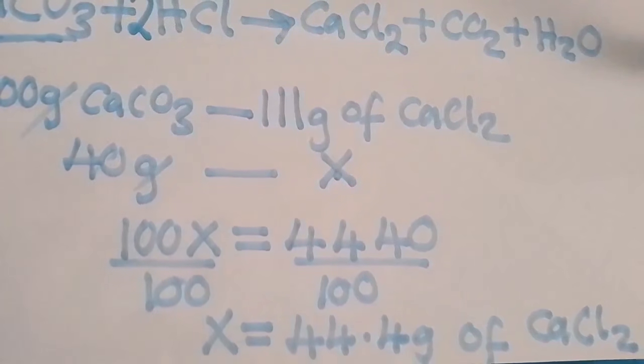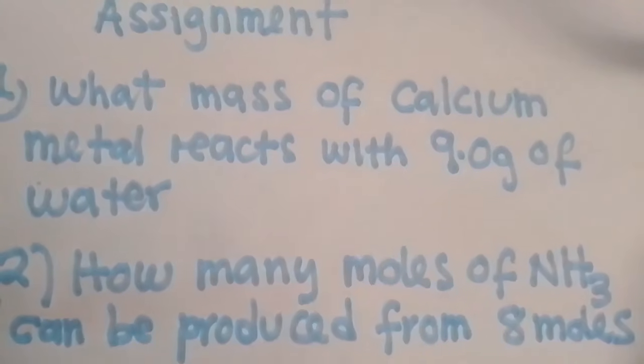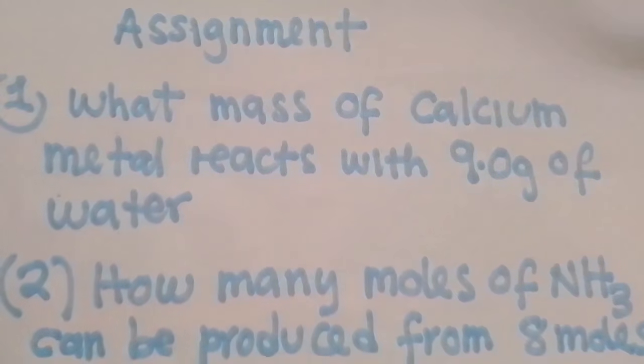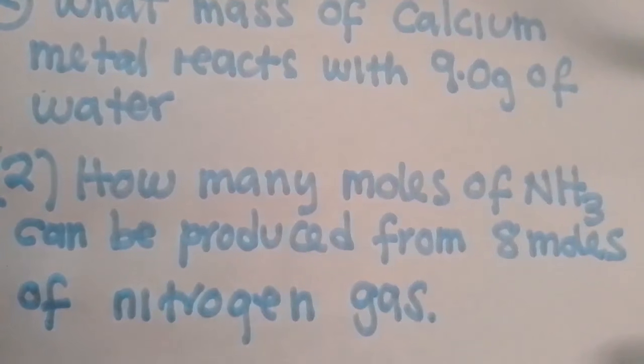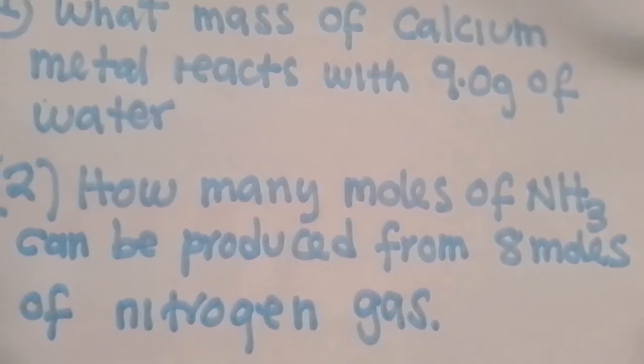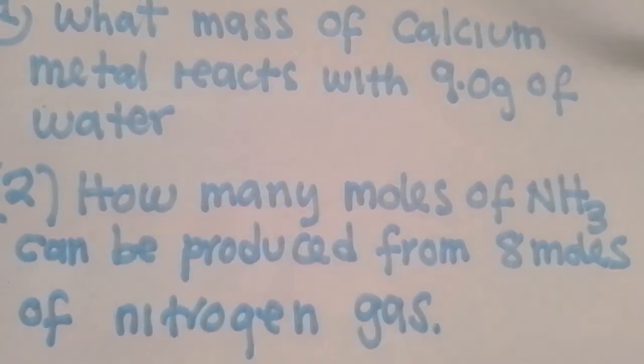Now let me give you a few questions to practice. This is your assignment. Hope you are able to see these questions. The first question is: what mass of calcium metal reacts with 9.0 grams of water? The second question is: how many moles of ammonia can be produced from 8 moles of nitrogen gas? These are the questions that I want you to answer.